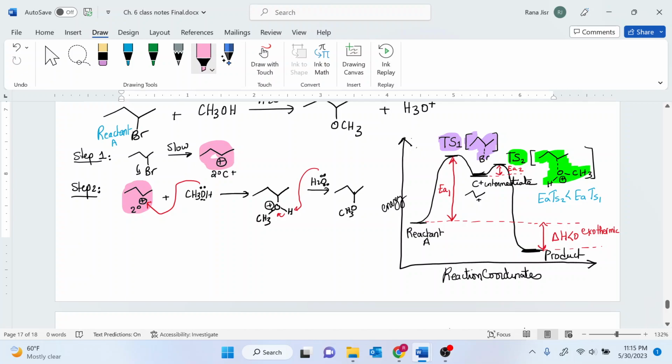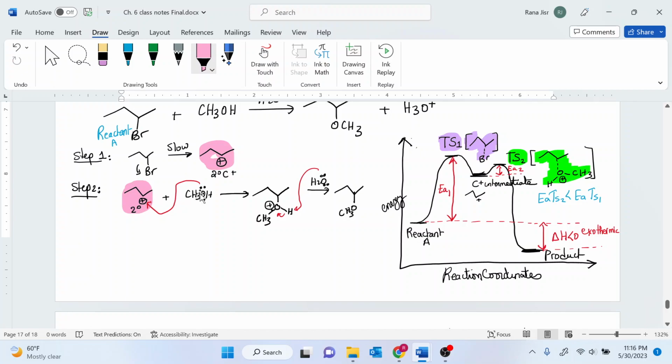So you're starting with your reactants. You've passed by your first transition state. What is the first transition state? The first transition state from the step 1 is when the carbon bromine bond breaks. And to represent the carbon-bromine bond breaking to form the carbocation, you just represent it as a dotted line. This is going to be your transition state 1.